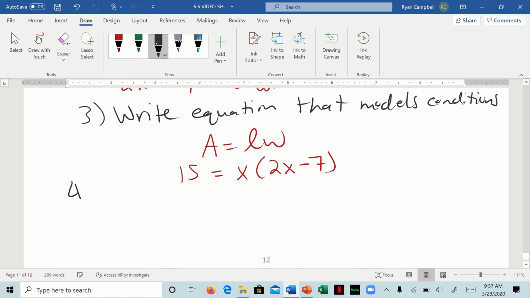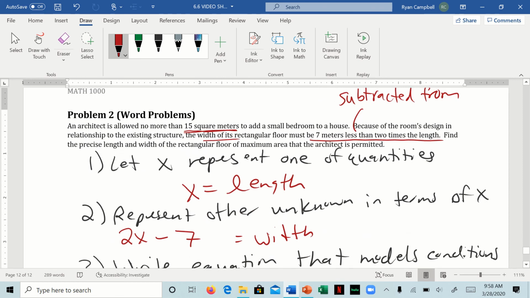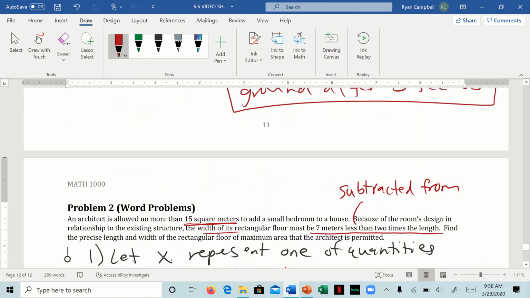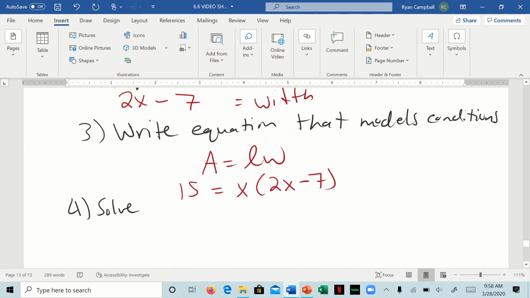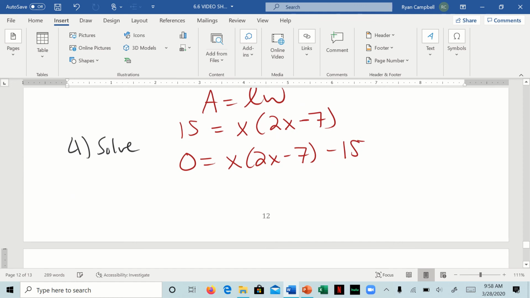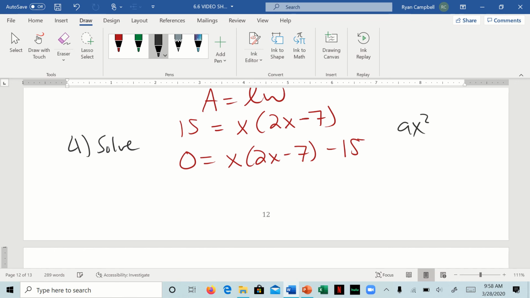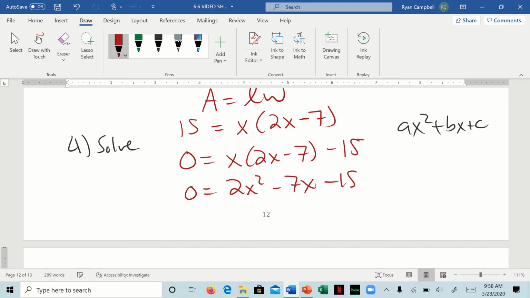And then step 4, solve. All right, so we've been doing this all day. We can do this again. So move everything to one side, right? So we get 0 equals x times 2x minus 7, minus 15. This isn't in our form, right? We need it in the form of ax squared plus bx plus c. So we can just distribute, and we get 2x squared minus 7x minus 15.